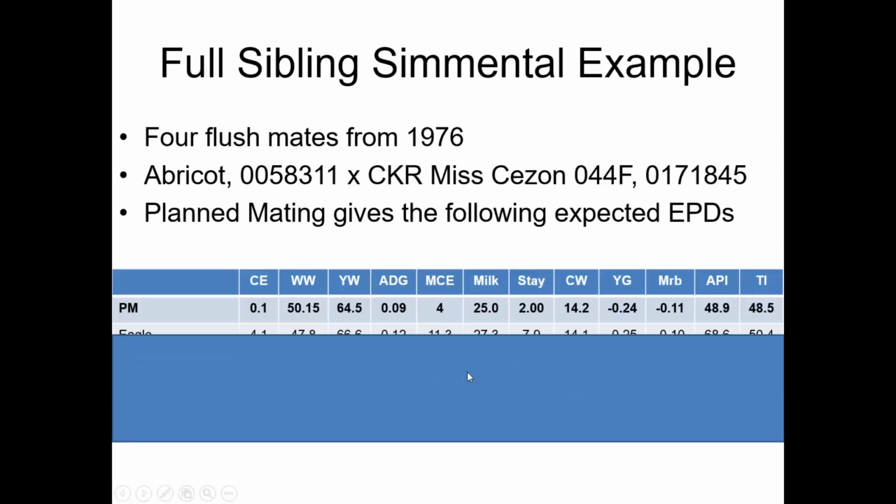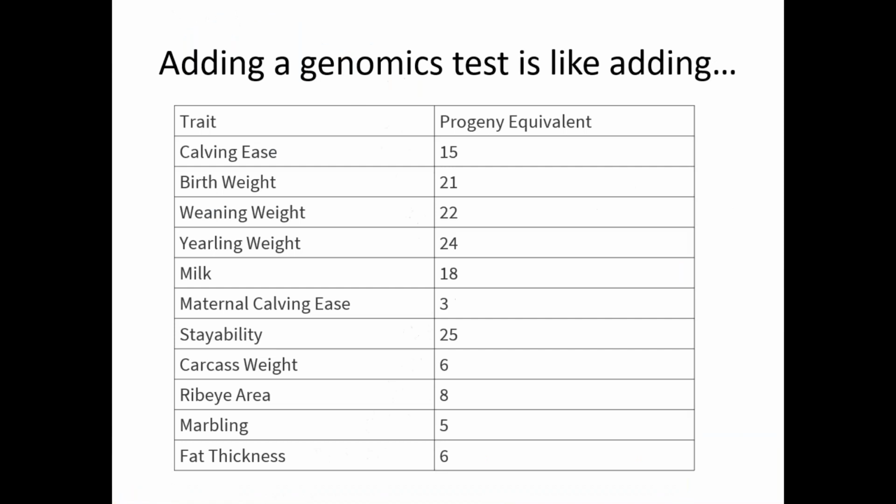I might not go through this in the interest of time. Adding a genomics test is like adding 15 to 20 progeny records for a number of traits, although the carcass traits are a bit lower. Adding a genomics test is like adding 15 calving ease scores to what we know about an individual's EPD. So it gets you to a higher accuracy level earlier in an animal's life.